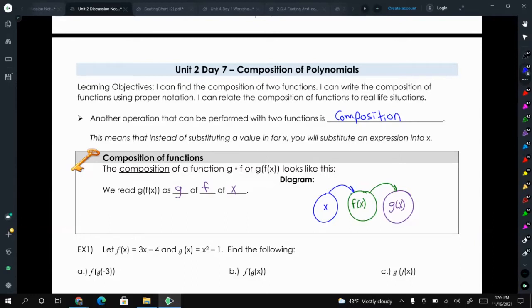Today we are going to be talking about something called the composition of functions. And what that means is that we're going to be plugging in one function into another function to get a whole new function, which is made up of the two composed together. And that's why they call it a composition.